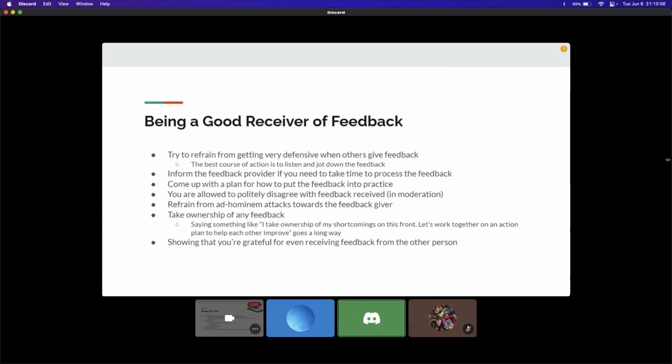And finally, you want to take ownership of any feedback. No one is perfect, but it's one thing to blame other people for your problems, and it's another thing to actually take ownership and take responsibility. So if you're getting some feedback, it's totally valid to say something like, I take ownership of my shortcomings on this thread. Let's work together on an action plan to help each other improve.